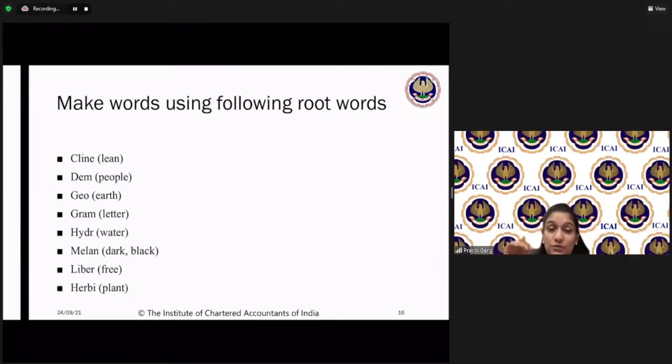Okay, very quick. I know there are so many exercises that I've been giving you today. I want you to quickly do this exercise. I only want one or two words from each of the examples, each of the root words that has been given here. I've already mentioned the meanings in the brackets. So quickly form the words if you can.